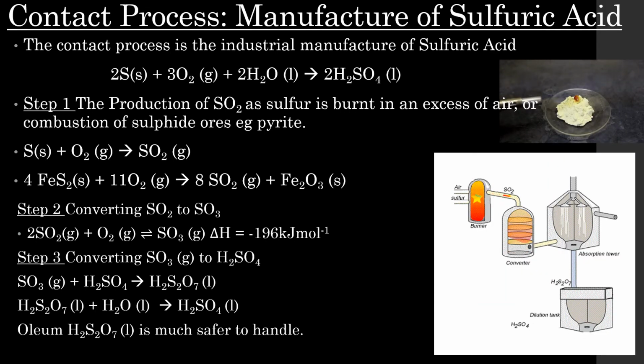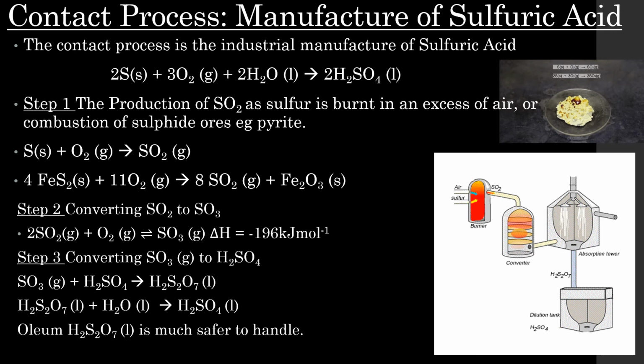The second process we're going to talk about today is just the manufacture of sulfuric acid. So this is called the contact process, and it's used in the industrial manufacture of sulfuric acid. So what you can see here is we've got two sulfurs and we're reacting them with oxygen, so we're burning sulfur. We're also then going to add water to produce sulfuric acid. However, it's a three-step process and there's a few steps involved in each.